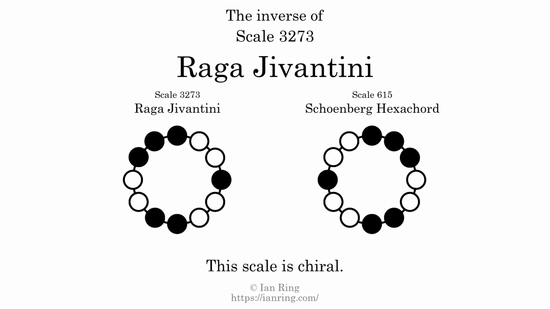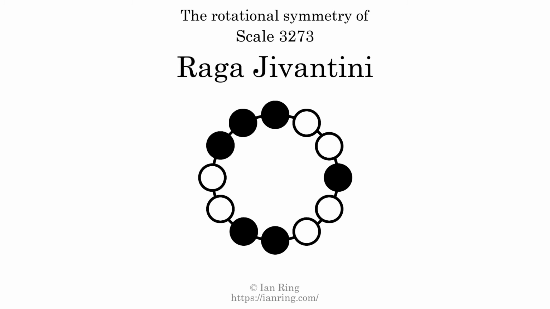The inverse of a scale is a mirror image. It is what you get when the sequence of intervals is reversed. The inverse of this scale is scale 615, also known as Schoenberg hexachord. This scale is chiral. It cannot transform into its inverse by rotational transformation. This scale has no rotational symmetry.